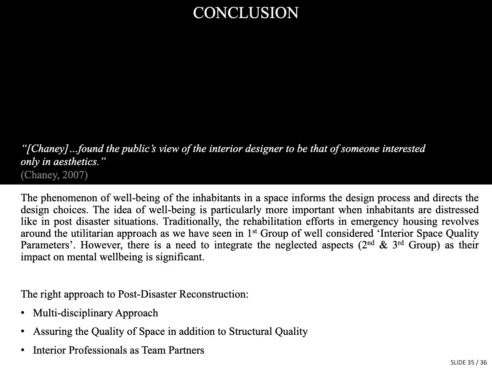Common perception portrays interior professionals as mere decorators or someone who is only interested in aesthetics, as Chennai describes in 2007. So, the right approach to post-disaster reconstruction or rehabilitation is a multidisciplinary approach, assuring the quality of space in addition to structural quality, and involving interior professionals as team partners.